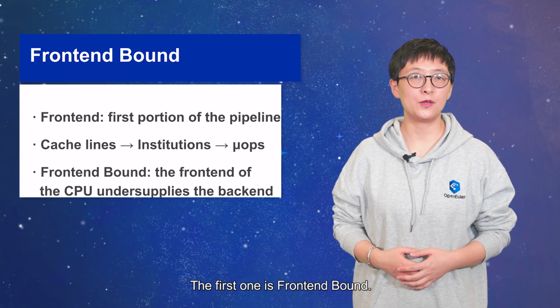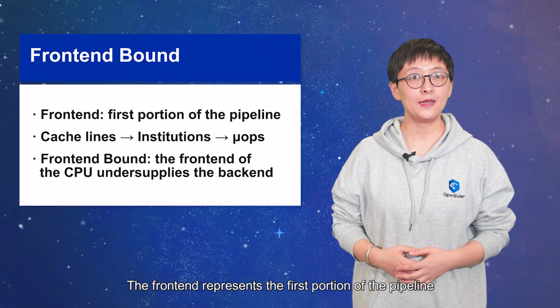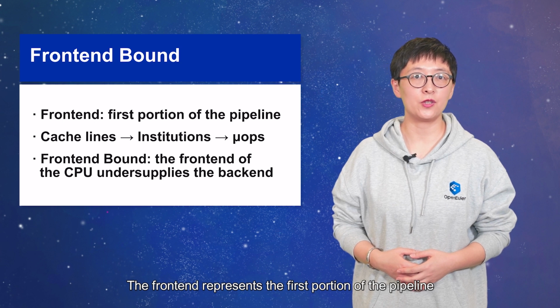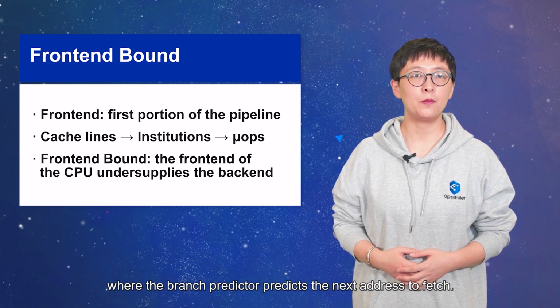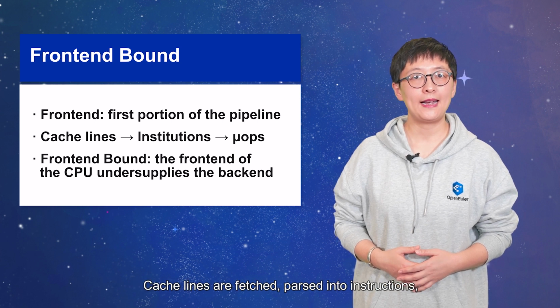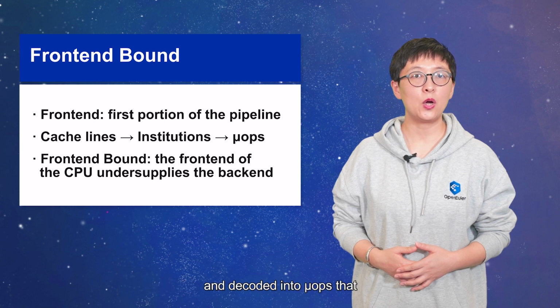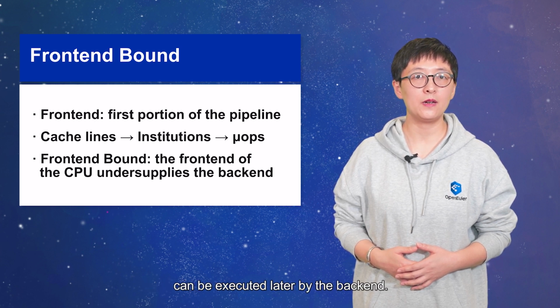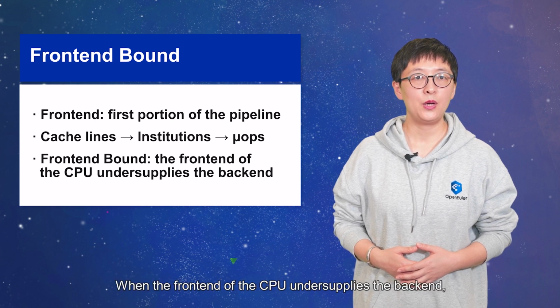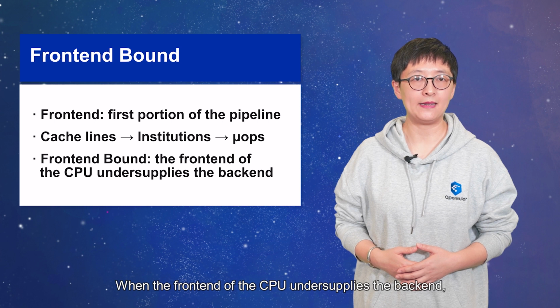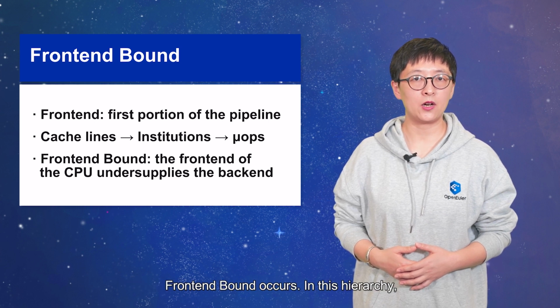The first one is front-end bound. The front end represents the first portion of the pipeline where the branch predictor predicts the next address to fetch. Cache lines are fetched, parsed into instructions, and decoded into micro-operations that can be executed later by the back end. When the front end of the CPU undersupplies the back end, front-end bound occurs.